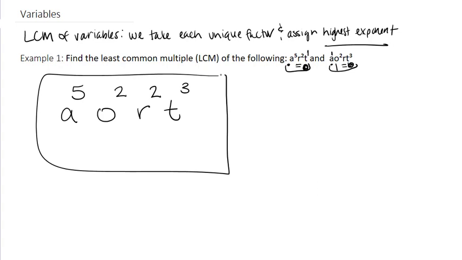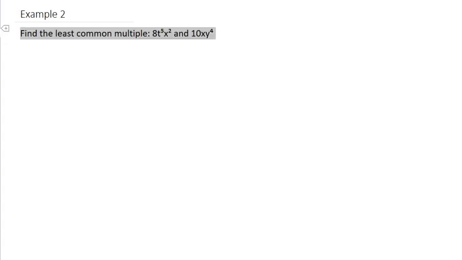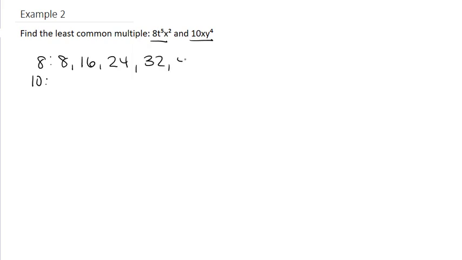So let's go ahead and look at another example. Find the least common multiple of the following two terms. So now we also have numbers, and we're going to do it like we've done before with the 8 and the 10. And we're going to find the least common multiple like we did before. So what we can do is just list out our numbers and multiples. And let's do now 10. So we have 10, 20, 30, and 40.